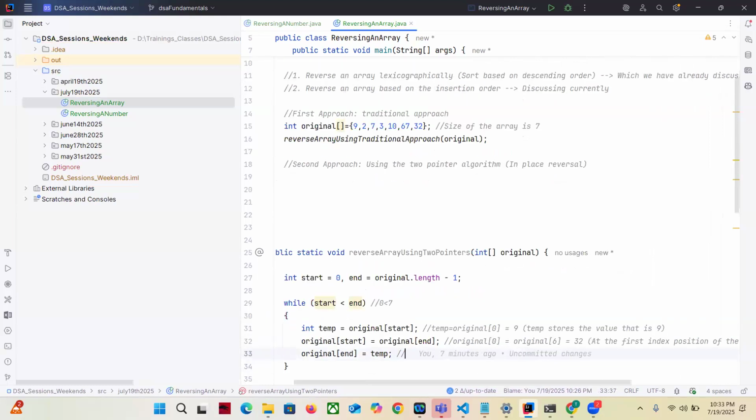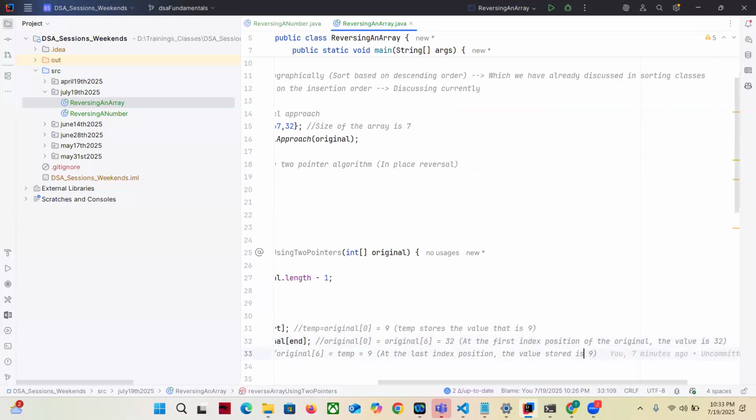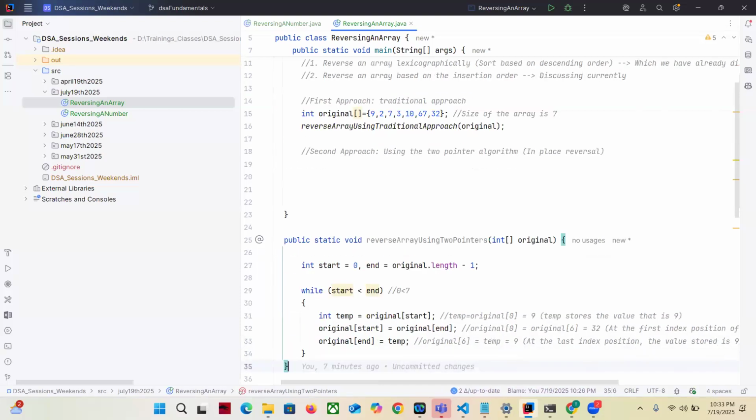Then when I say original of 6 equals temp, temp is equal to 9. So at the last index position, the value stored is 9. Clear? So you see how they are swapping the values? Is this clear, guys? Any doubts? Yeah, Rahul.